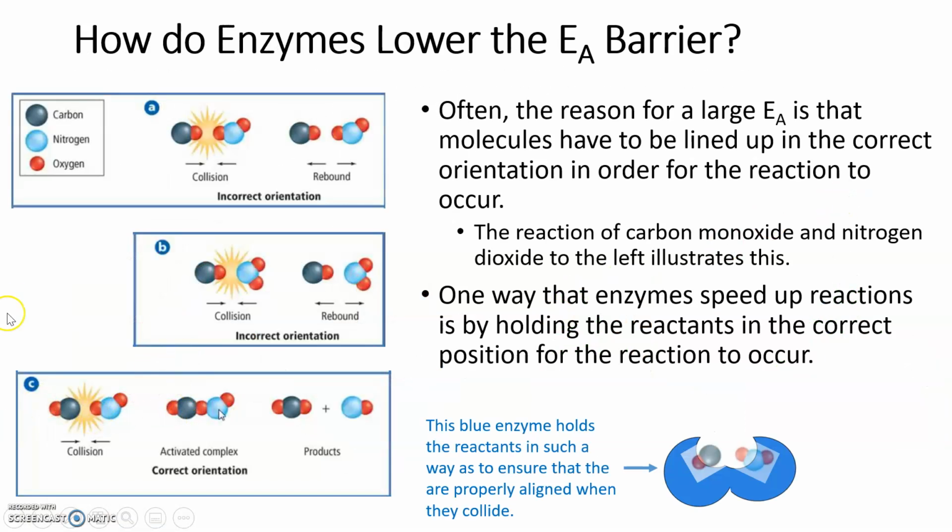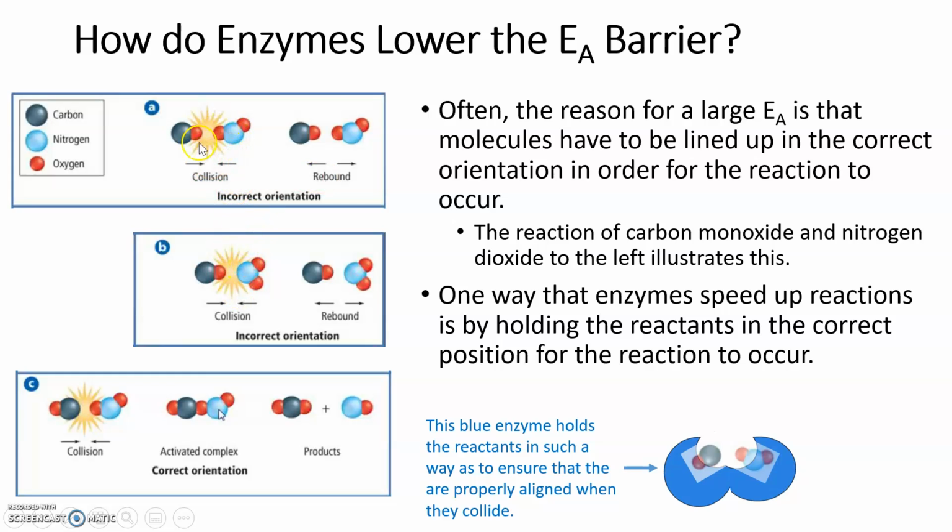So how is it that enzymes do all that? Well, often the reason why we have an activation energy is because molecules, in order to react, they have to collide. They have to bump into one another. And that takes some energy. And then here's the thing. Even if they use the energy and they bump into each other, it doesn't always just make a new reaction.